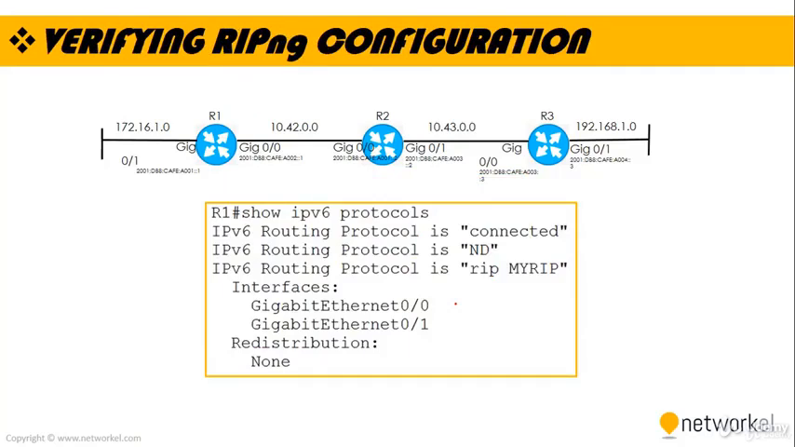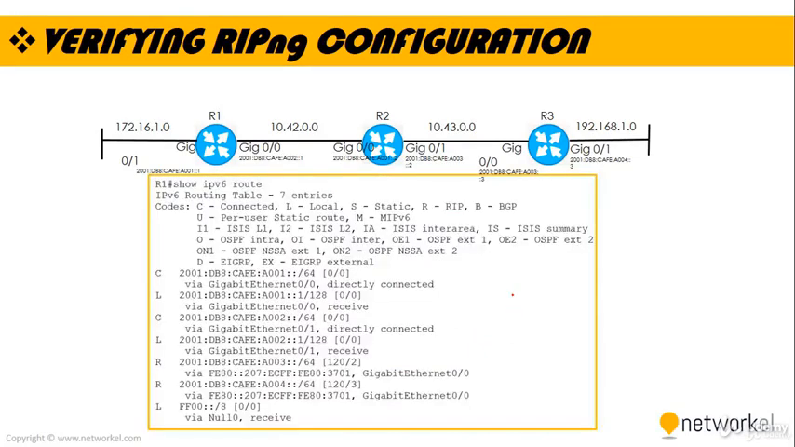And to verify the RIPng configuration, again we can use the show ipv6 protocols command this time, and we can see the IPv6 routing protocol and the routing protocol name, as you can see here, which we configured as my RIP in the previous example. And we can also use the show ipv6 route command, and we can display our full routing table, and we can see the routes learned by RIP again here.